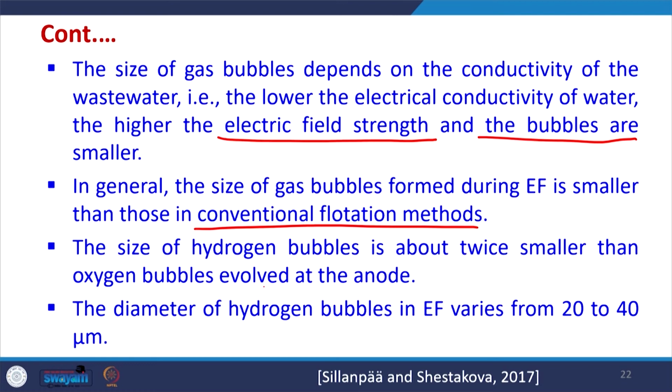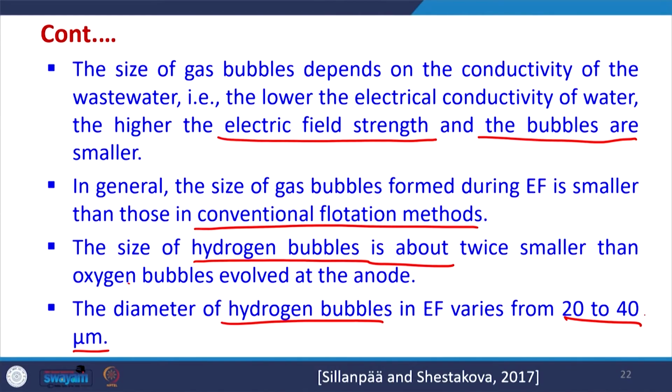The size of hydrogen bubbles in general is around half the size of the oxygen bubbles evolved at the anode, and the diameter of hydrogen bubbles itself may vary from 20 to 40 micrometer. Thus the oxygen bubbles will be twice of that, it may be a little bit more than this. So, hydrogen bubbles are smaller, oxygen bubbles are much larger as compared to hydrogen bubbles.